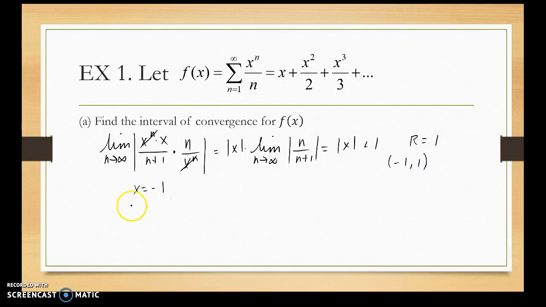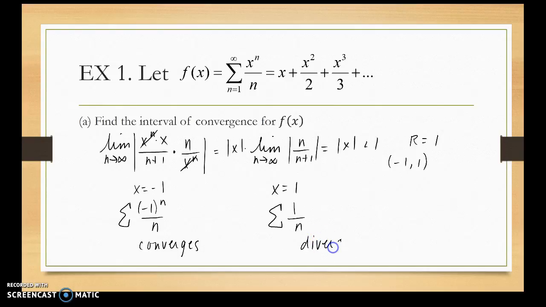If x equals -1, I get the series (-1) to the n over n. The series converges, so that's our alternating harmonic series. When x is equal to 1, we get the series 1 over n. This is our divergent p-series. So the interval of convergence for f of x is inclusive at -1, and we exclude 1.